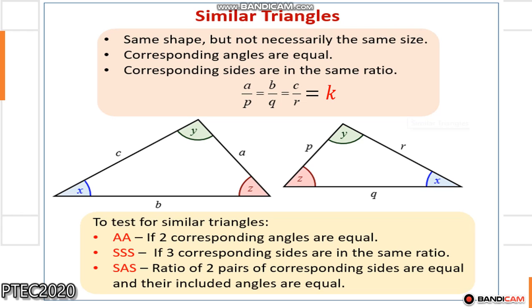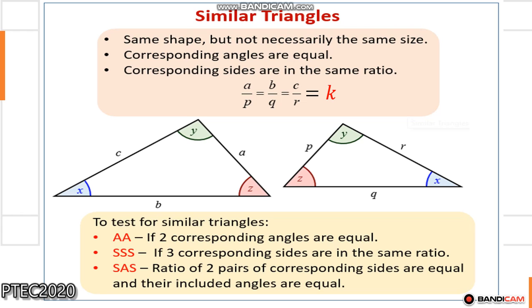The second point is SSS, which means that in order to prove that two triangles are similar, we can check whether the three corresponding sides are in the same ratio or not. If they all are in the same ratio, which means they are proportional, then we can conclude that those triangles are similar as well.